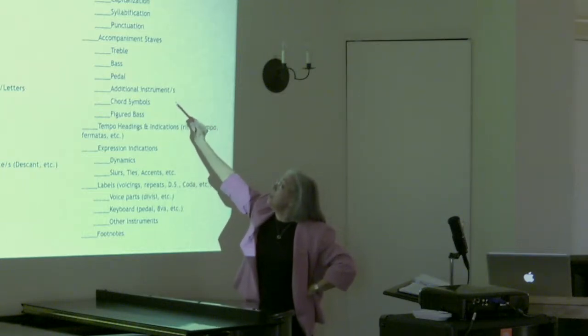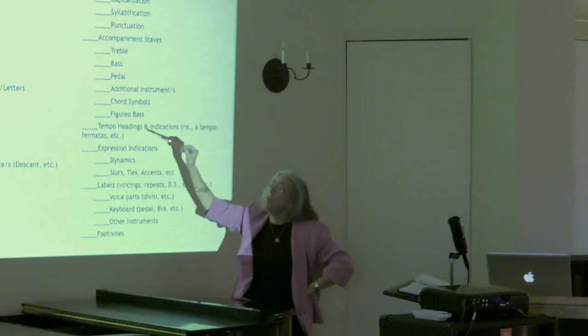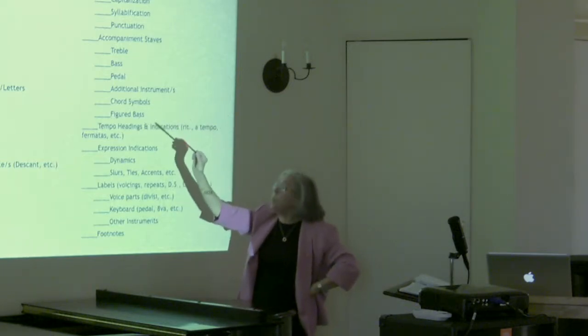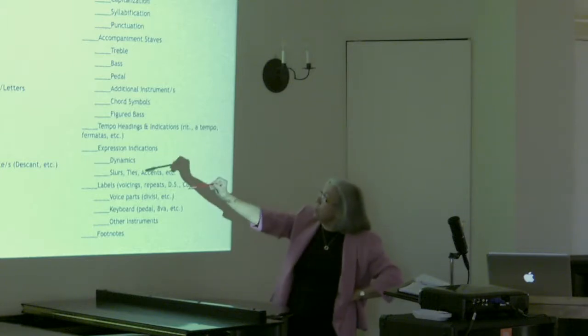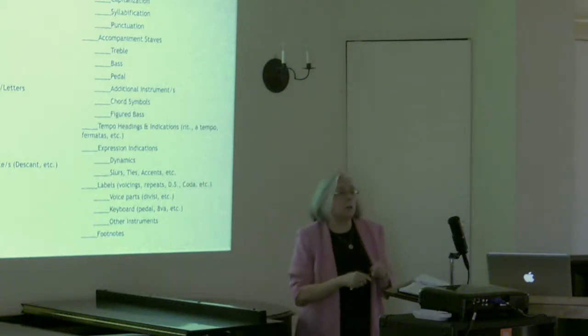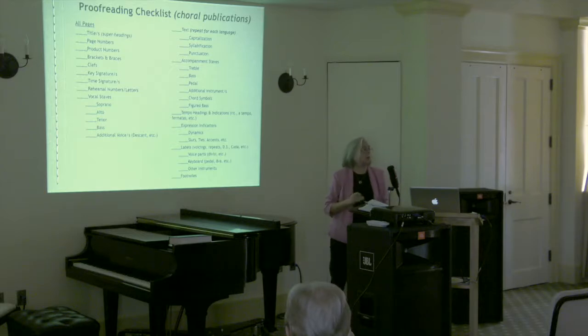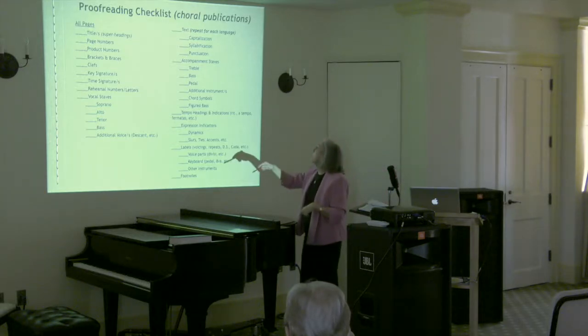Are there additional instruments? Double check that. Are we using chord symbols? That doesn't usually happen in our music, but it can. Figured bass can happen. And then I'll go back and do the vocal staves, and you're obviously checking against the original part, but you're checking kind of horizontally because they're individual parts, but you're also checking vertically. So you have to make sure that what the soprano sings goes along with what's happening in the piano or whatever, in the orchestra.